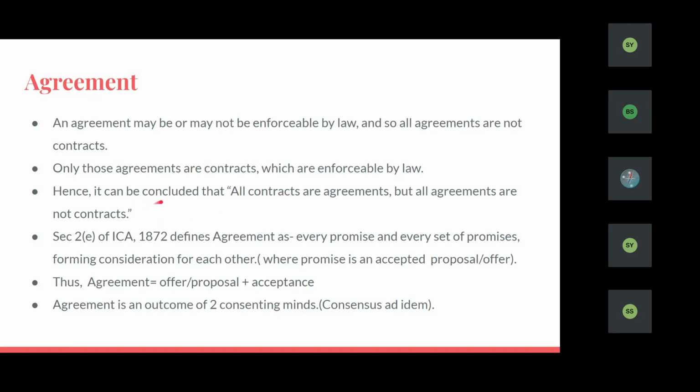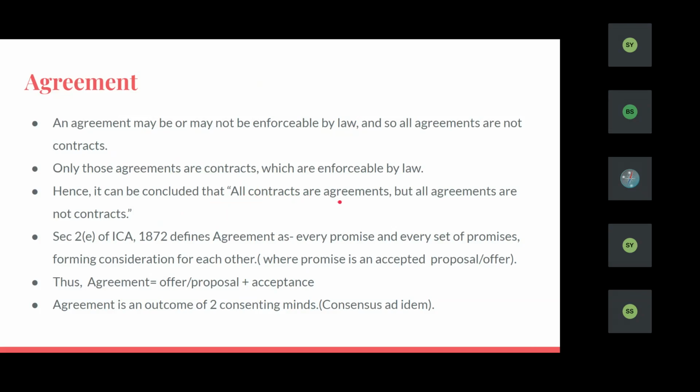So it can be concluded here that this is an important statement from the point of view of many exams. Even in your end semester exams, this statement will be given, and you are supposed to write three, four pages supporting it with case laws. So this is an exam-important thing.